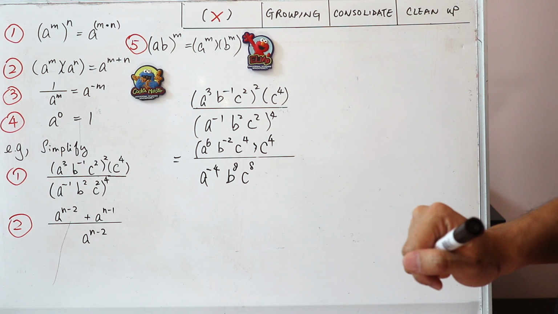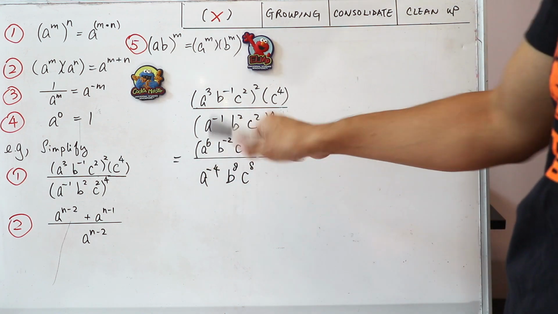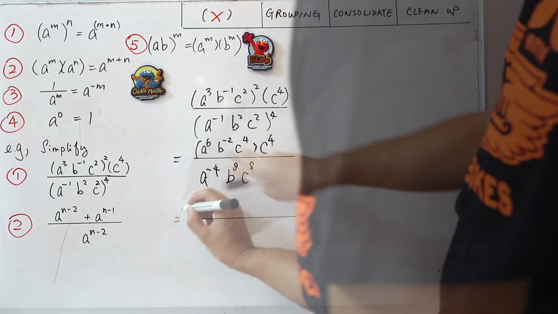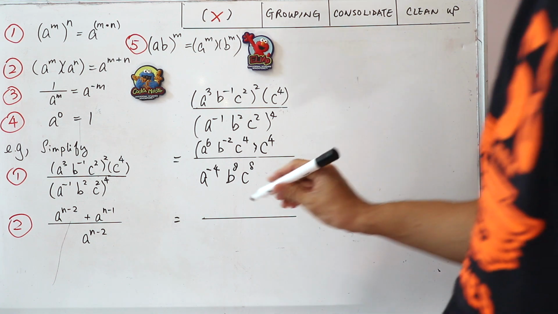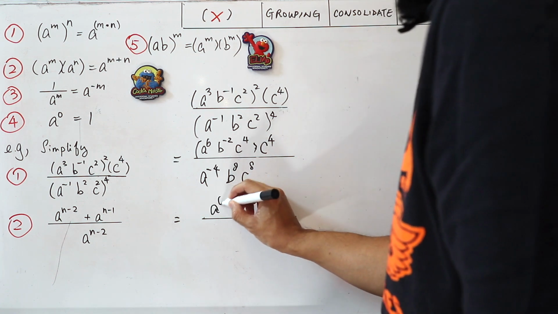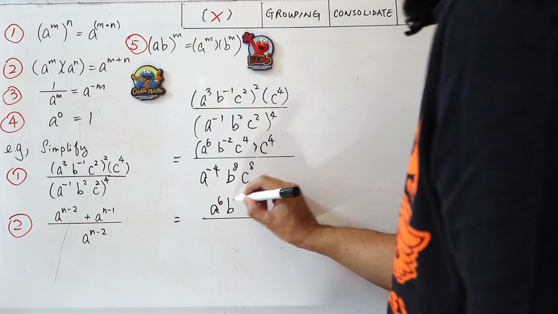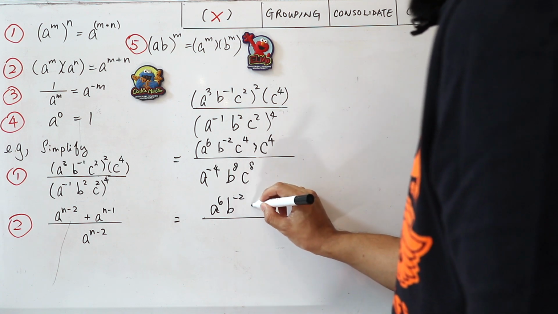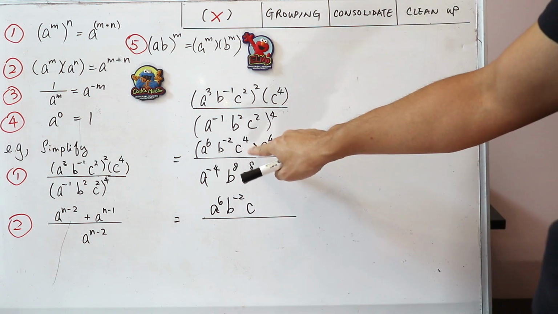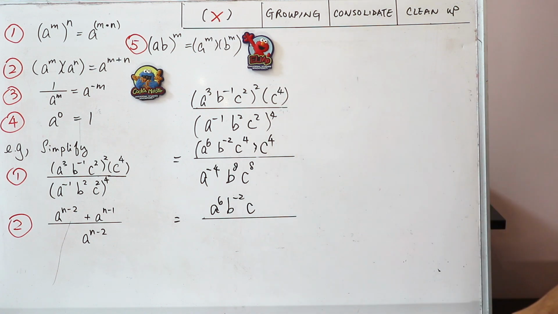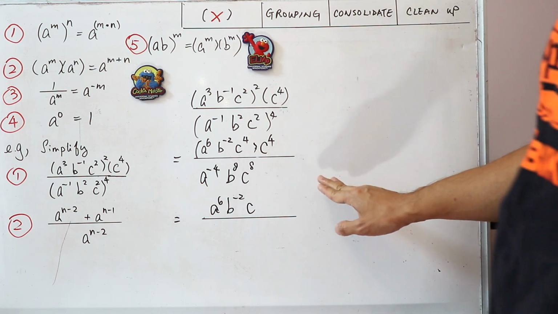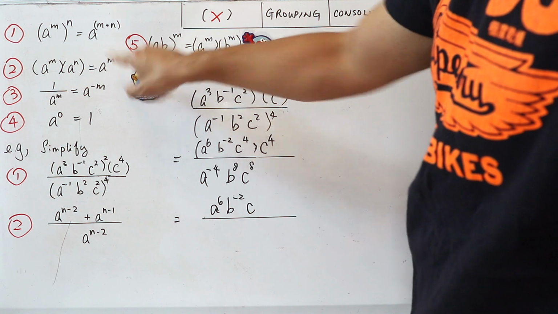Do we still have any more brackets? Yes, we do. We still have one round bracket here. So let's get rid of it. How do we get rid of it? So we have a to the power 6, b to the power minus 2, and then c. Okay? We have a c to the power 4 times c to the power 4. So now we can apply law number 2 here.